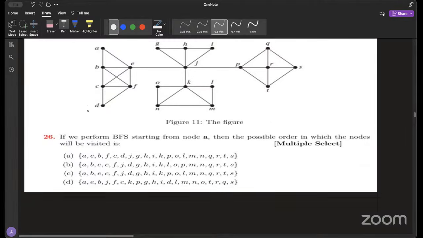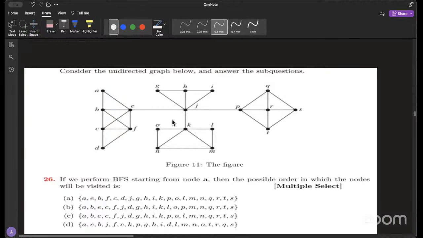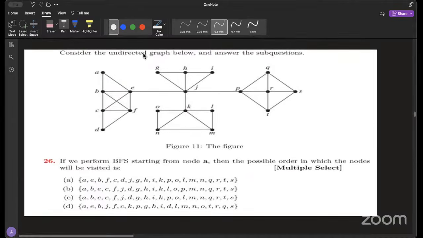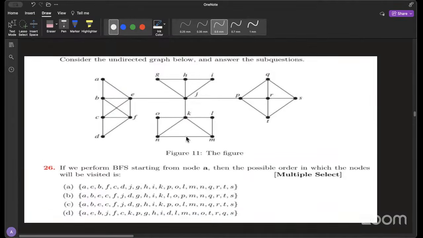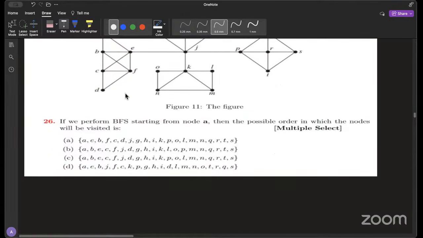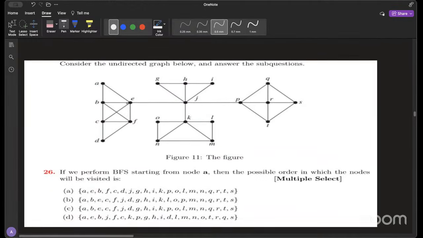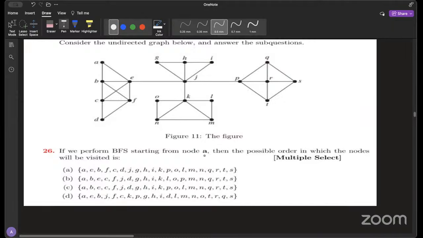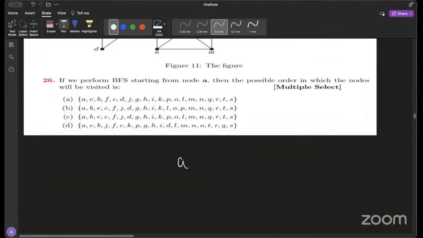Okay, let's first draw the BFS tree for this, because you're performing BFS here. So you should draw the tree first, right? Let's start, and you're starting your search from A. That means A is the first vertex.